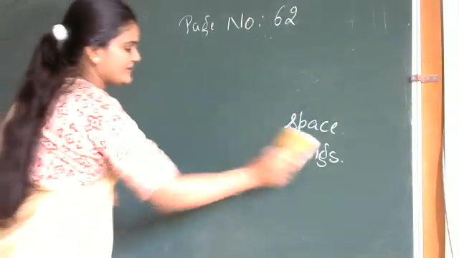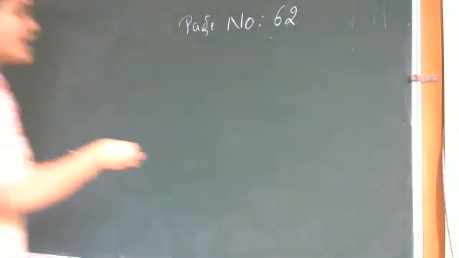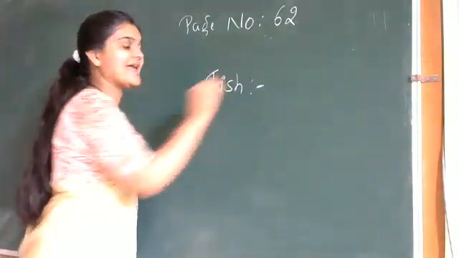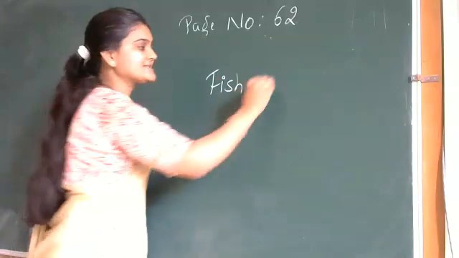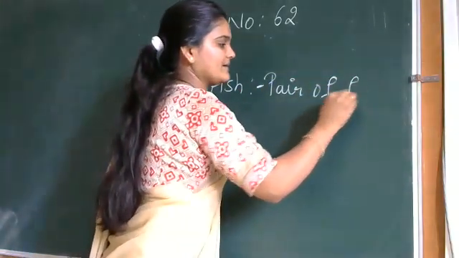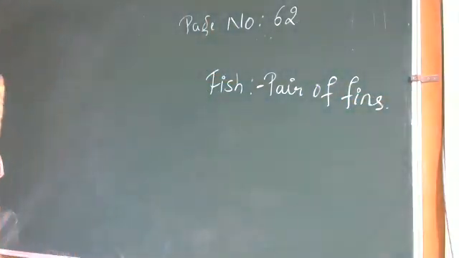Next one is regarding fish. So fish, what are we going to study? Fish have how many fins? It is an aquatic animal. Yes, fish is an aquatic animal and it has pair of fins.